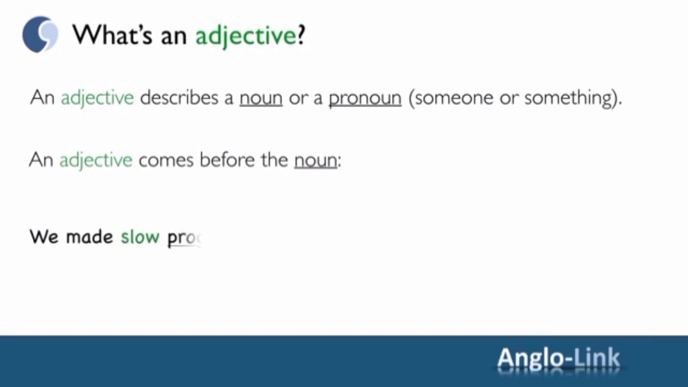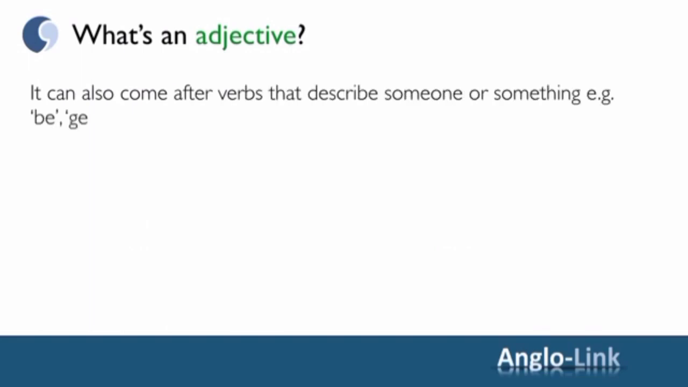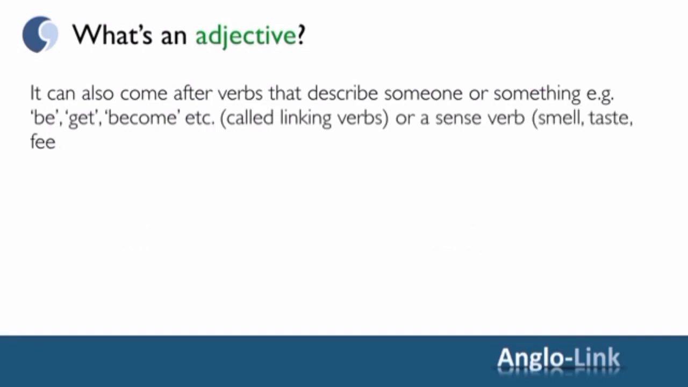For example, we made slow progress. Or, he's an amazing cook. But an adjective can also come after verbs that describe someone or something. For example, be, get, become, etc. These verbs are called linking verbs. Also, after a sense verb like smell, taste, feel, look, seem, etc.